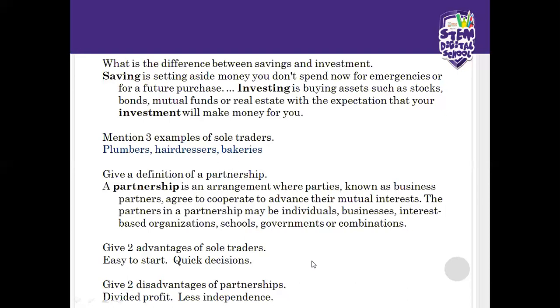Okay, there's a question about sole traders. I'm wrong if I said dry cleaners as examples. No, you're absolutely correct. You can give yourself a mark there. And then there was another question. How many marks was it for the definition for investing and saving? It was 1 mark for savings and 1 mark for investing. So the question is basically 2 marks, but 1 mark for savings, 1 mark for investing.